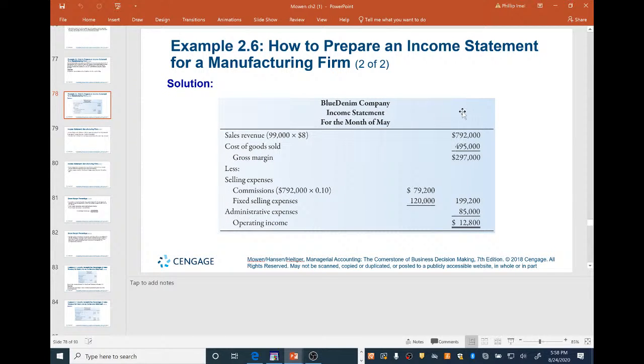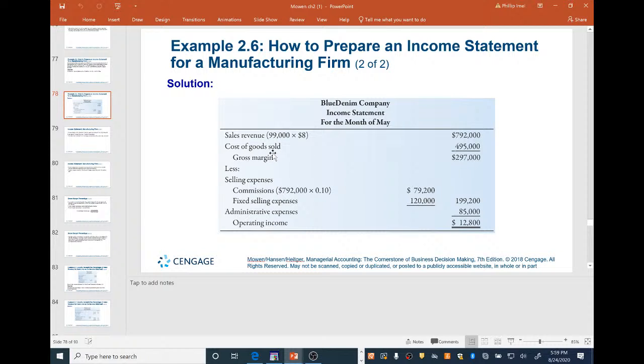So once again, remember we have our title up here, the name of the company, what financial statement it is, and the month that we're evaluating, right? The relevant month. Next at the top here, remember in the income statement we always start with overall sales, right? So sales once again, we sold how many units? 99,000 pairs of jeans at the selling price of $8. So 99,000 times $8. We sold it for a total of $792,000. That was the revenue for the period, right?